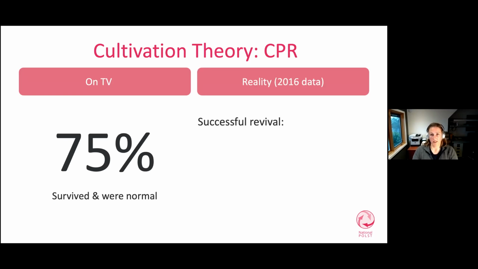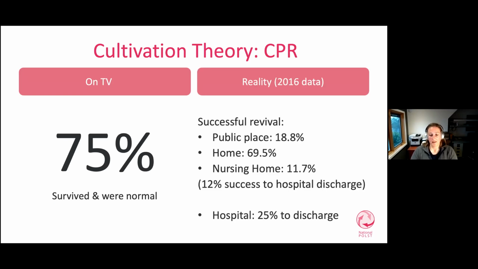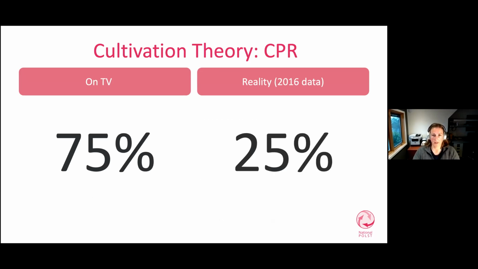So the reality, looking at some 2016 data, is that if you have a heart attack in a public place, successful survival is around 19%. At home, it's about 70%. In a nursing home, it's around 12%. And that's just revival. So then you go to the hospital and are treated there. It's actually an average of a 12% success to hospital discharge. If you have a heart attack in a hospital, you have a 25% chance of surviving to discharge. So you can appreciate that 75 is very different than a 25% survival rate.